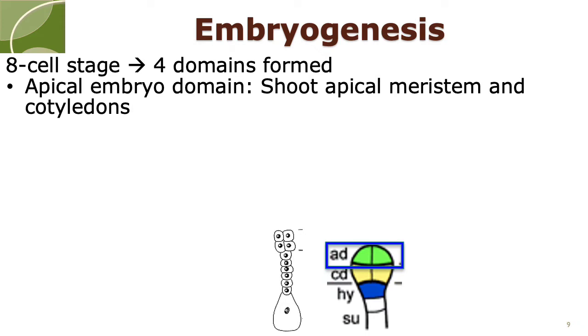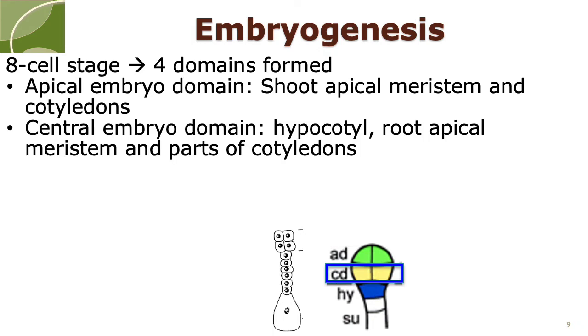The first domain is called the apical embryo domain, and this is the part of the embryo that's going to have the shoot apical meristem and the cotyledons. The next domain is the central embryo domain.